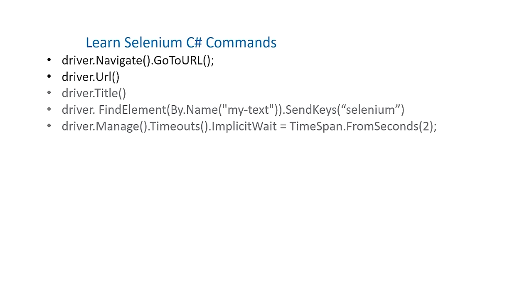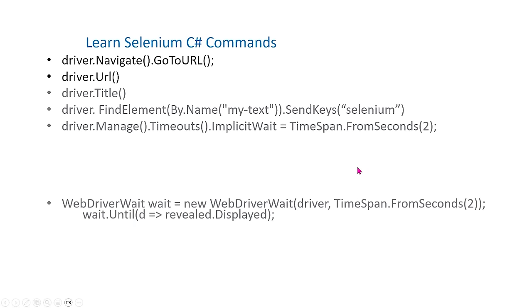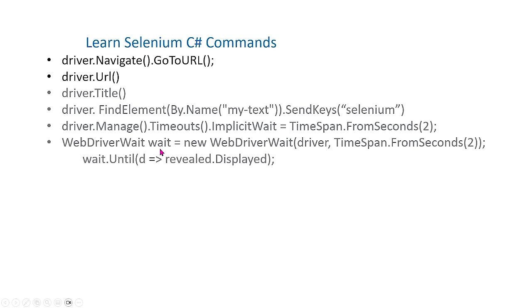Next is driver.Manage().Timeouts().ImplicitWait, and this is basically an implicit wait statement. If you're not too sure what an implicit wait is, just know that we're telling the browser to wait some time, and this time we're saying it's 2 seconds. And then next is WebDriverWait, equal to new WebDriverWait, and this time we're using it like this. The difference between these two wait statements is that one is implicit, which is the one on top, and the other one on the bottom is explicit. If you don't know what this means, don't worry, we'll talk about it in the future.